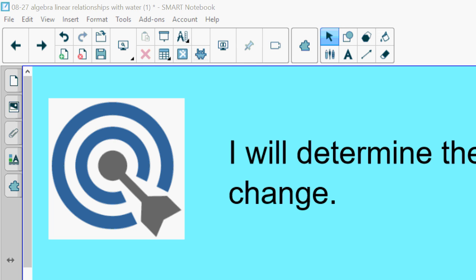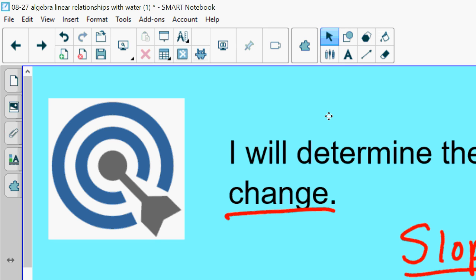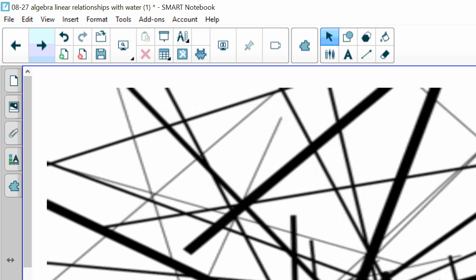Okay, so our goal for today is I will determine the rate of change. We're going to take what we did on Friday and really start to connect it to things. What did we also say that rate of change was on Friday? What was another name for it? Slope. Okay, so remember, rate of change is my slope. That's exactly what it is. We're going to go into more about slope, but for now we're just focusing on the rate of change piece. We are going to look at these linear relationships to do this today.